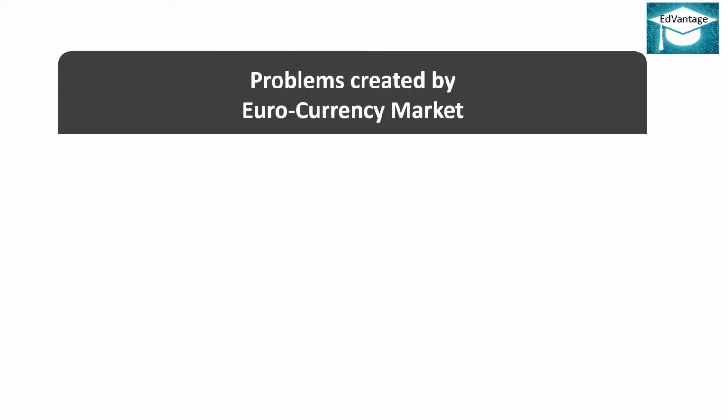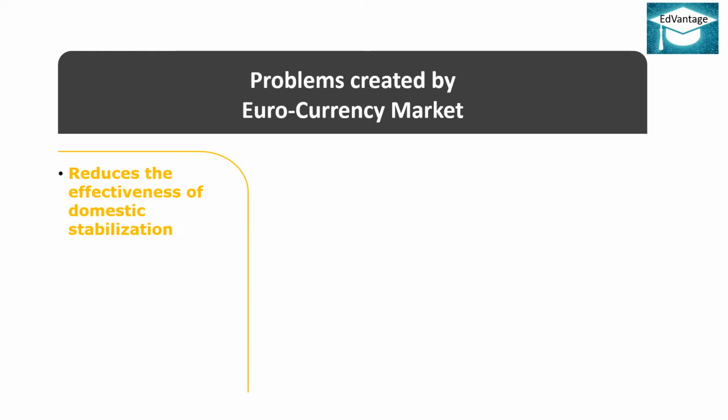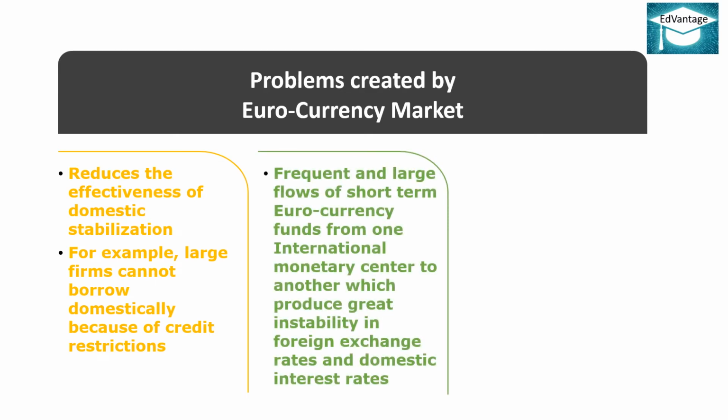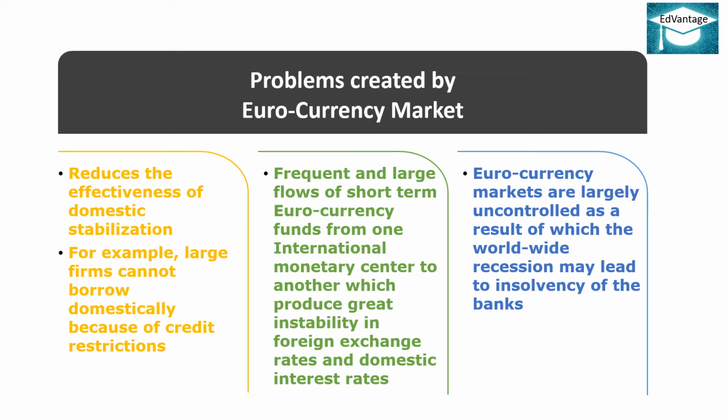Problems created by euro currency market. Reduces the effectiveness of domestic stabilization. For example, large firms cannot borrow domestically because of credit restrictions. Frequent and large flows of short-term euro currency funds from one international monetary center to another, which produce great instability in foreign exchange rates and domestic interest rates. Euro currency markets are largely uncontrolled, as a result of which the worldwide recession may lead to insolvency of the banks.